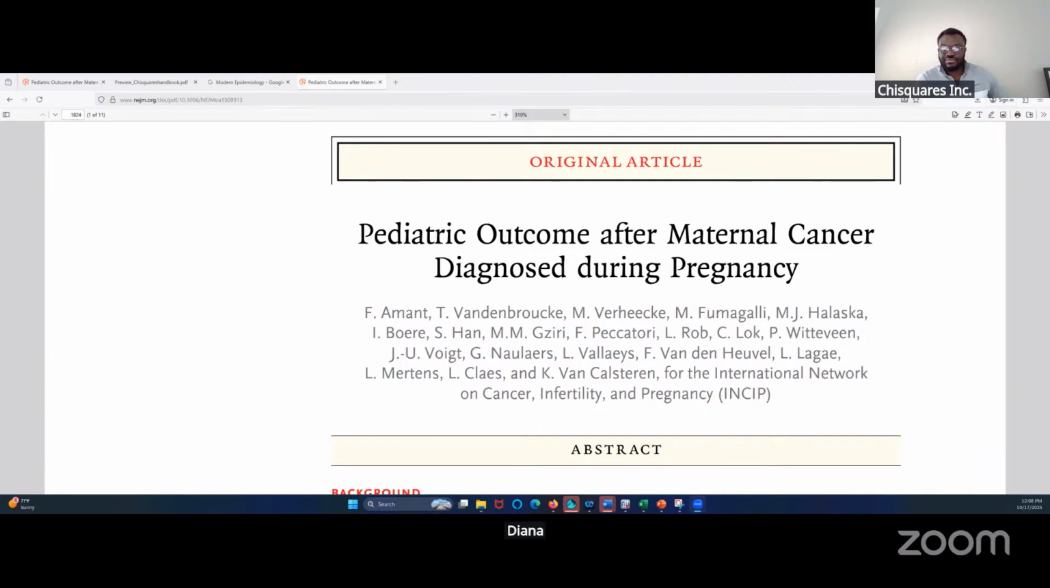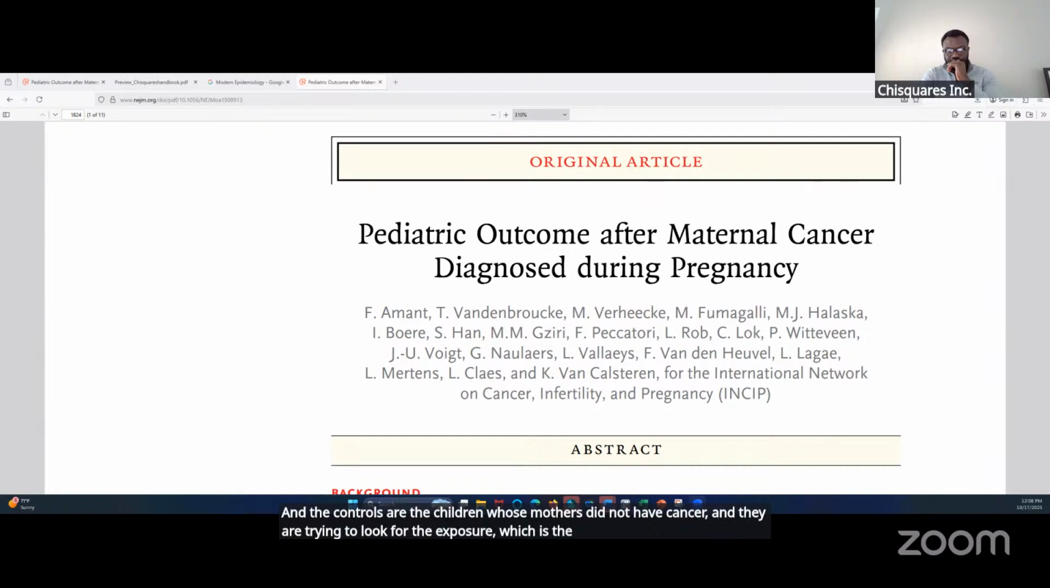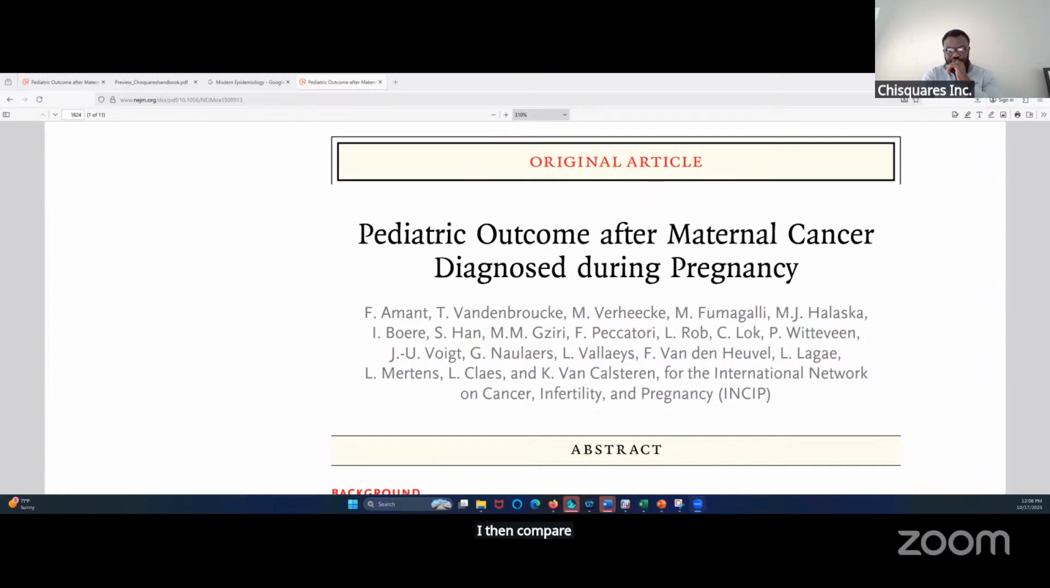Diana. Good evening. I think it's a case control study. And in this case, the cases are the children whose mothers had cancer, and the controls are the children whose mothers did not have cancer. And they're trying to look for the exposure, which is the cancer treatment, and then compare the outcomes among those children. Over to you. All right. Thank you. And we'll have another perspective.